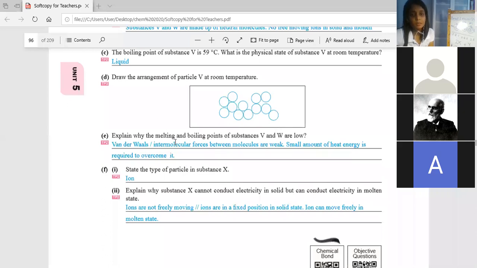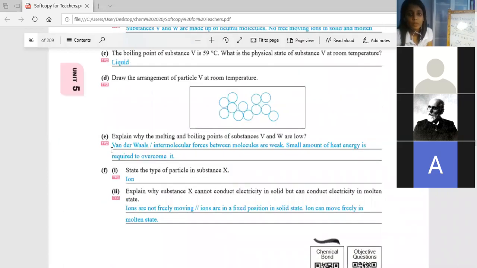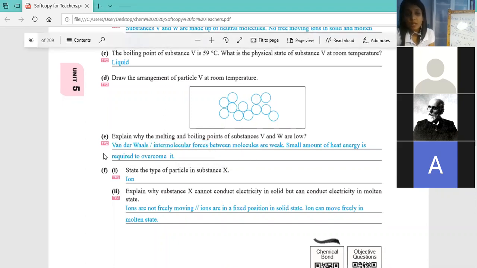Okay, next. Why do V and W have low melting and boiling points? V and W are molecules. Do I have strong electrostatic forces, strong metallic bonds, or weak van der Waals forces? Weak van der Waals forces. Imagine in the exam, you cannot remember the word van der Waals. It doesn't matter, you can put intermolecular forces. So the van der Waals forces between the molecules are weak. Keywords: van der Waals forces is important. Weak is important. Small is important. A small amount of heat energy is required to overcome it. Got that? Yes, sir.